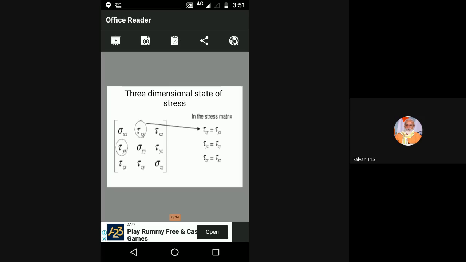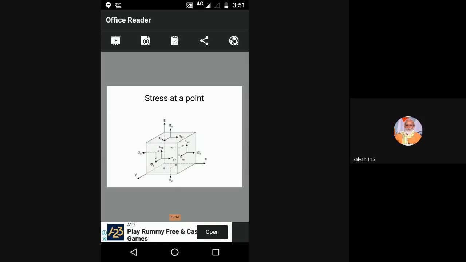From that diagram, what should we understand? It is defined at a point only. That's why I am calling it the stress at a point. I am considering this cuboid as a point. The cuboid is three-dimensional. For a three-dimensional structure, to define the stress at a point, 9 stress components are required. Out of 9, there are 3 normal stresses and 6 shear stresses.